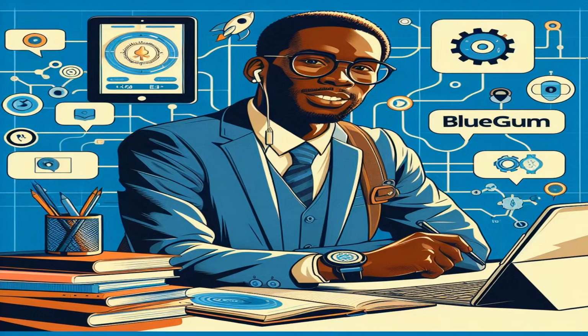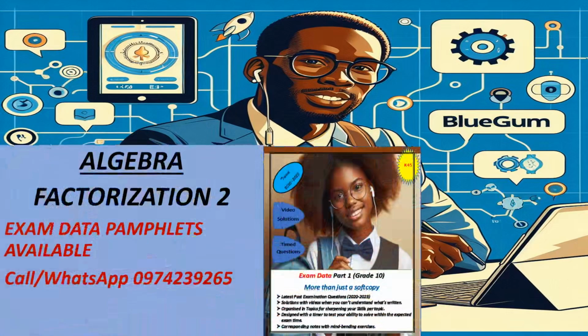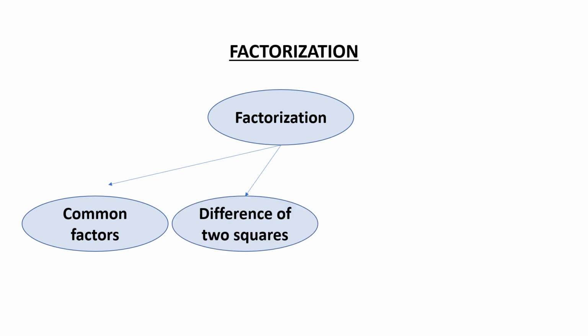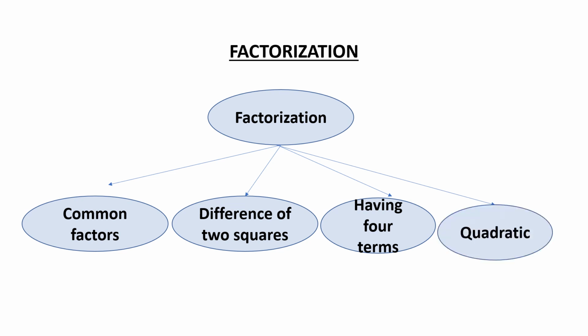Welcome to the continuation of Algebra, where we look at Factorization 2. So far, we have looked at common factors, or the type of factorization called common factors. In this video, we're going to take a look at difference of two squares. Then in the next video, we'll look at factorization that involves 4 terms, and then we'll end with quadratic expressions.